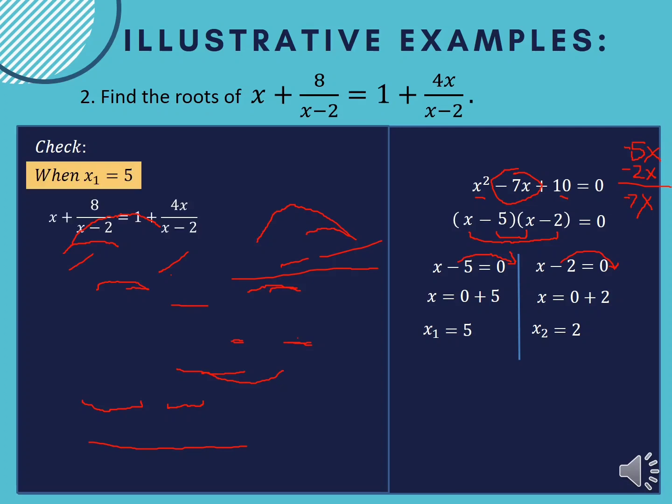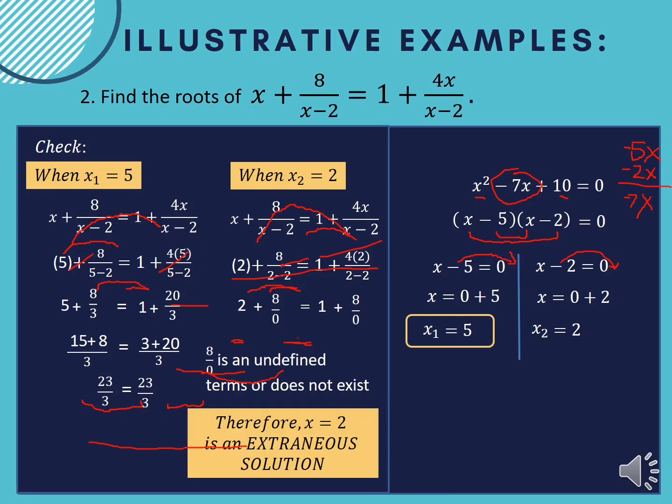So, when x sub 1 is equal to 5, we have, ayan, kinopya lang natin ito. Isubstitute natin si 5 sa bawat values ng x. So, that will become 5 plus 8 over 5 minus 2 is equal to 1 plus 4 times 5 over 5 minus 2. Kapag sinimplify natin, ang 5 minus 2 magiging 3. 4 times 5, we have 20. 5 minus 2 is 3.